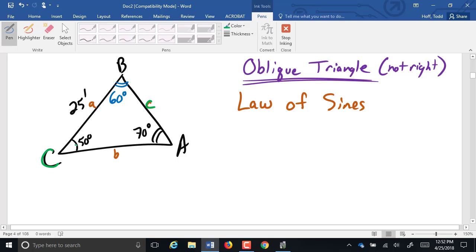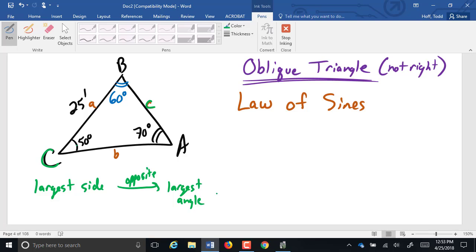We discussed briefly that the largest side is always opposite the largest angle. And of course, the smallest side is opposite the smallest angle. Well, the law of sines takes advantage of that fact. So it's not the ratio of the side to the angle itself, it's the ratio of the side to the sine of the angle.